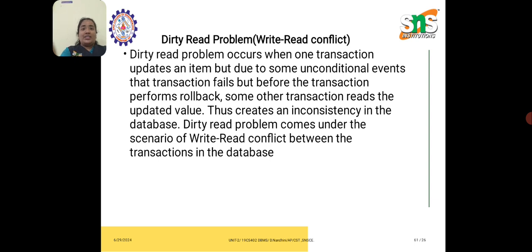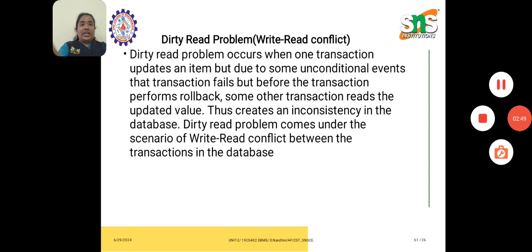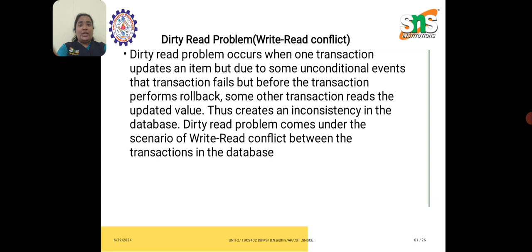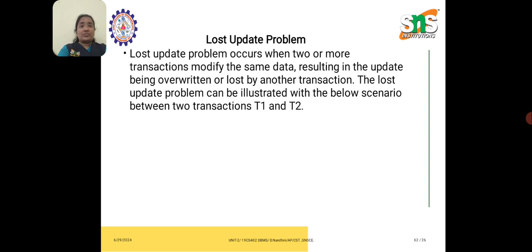Because when one transaction updates an item, due to some unforeseen event the transaction fails. You are executing one transaction, it fails, so the transaction performs a rollback. What is a rollback? We can send the transaction again and check whether it has gone to the end or not. This creates inconsistency in the databases, and the dirty read problem comes under the scenario of write-read conflict between the transactions in the database.